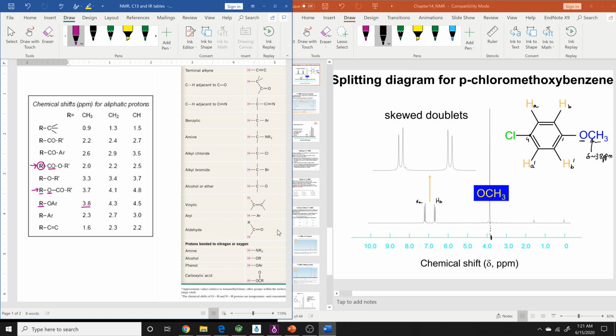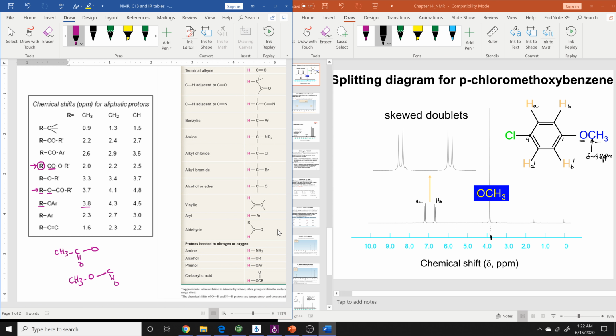So if you have a CH3 that is connected to the carbonyl, the C double bond O, then the CH3 should show a signal at 2.0 parts per million. On the other hand, if you have a CH3 that is connected to the O, like in this case with the carbonyl, so a CH3 connected to the O and the carbonyl, then the CH3 should show at 3.7 parts per million. And this is how you know the different esters.